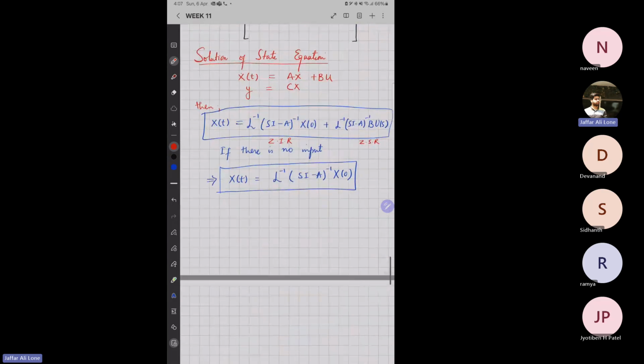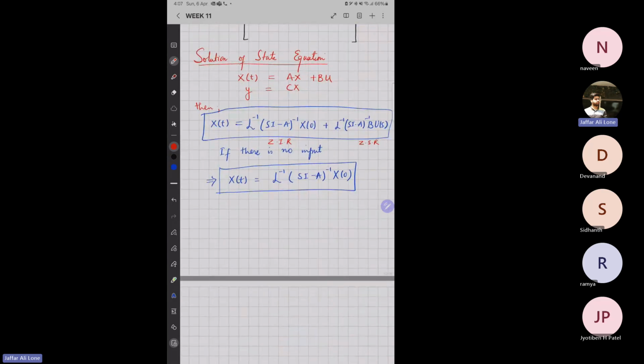So now let's come to the solution. This state equation is a differential equation. If you're asked to find the solution x, how should you proceed? There is a proper derivation of the solution in your lectures, but I've just written the last part: if this u is present, then the solution is Laplace inverse of sI minus A inverse into x naught. So this is phi t, the state transition matrix. In other words, I can write it as phi t into x naught.